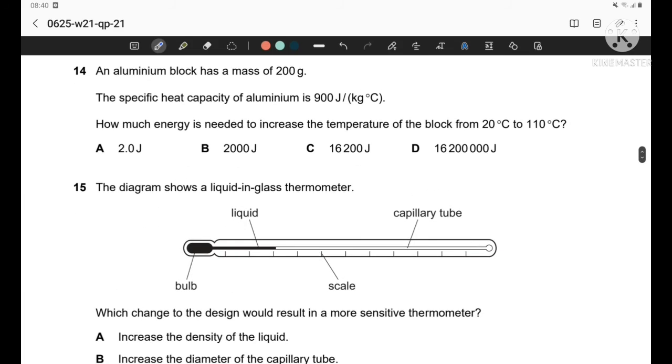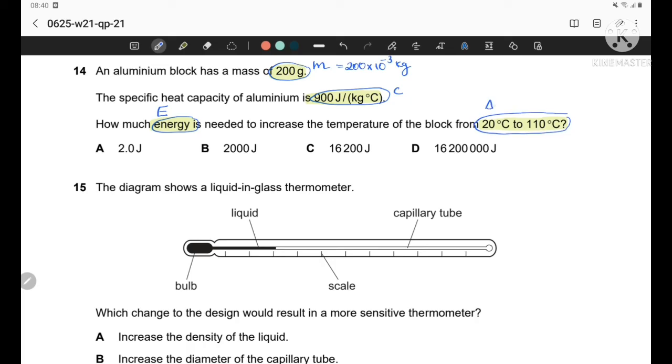Question 14. An aluminium block has a mass of 200 gram. The specific heat capacity of aluminium is 900 joule per kg degree Celsius. How much energy is needed to increase the temperature of the block from 20 degree Celsius to 110 degree Celsius? So in this question, mass is given, which is 200 gram. When we convert into kilogram, it will be 200 times 10 to the power minus 3 kilogram, and we have the specific heat capacity C value also given. We need to calculate the energy required E, in order to change the temperature from 20 degree to 110 degree Celsius.